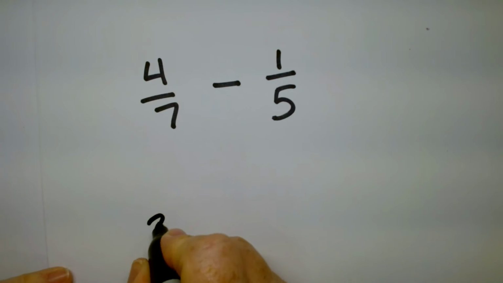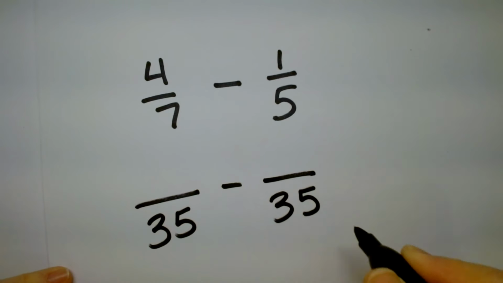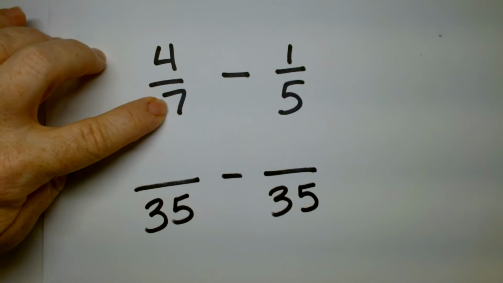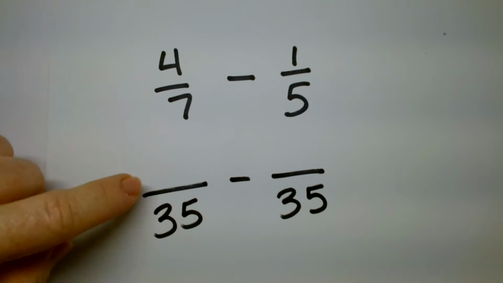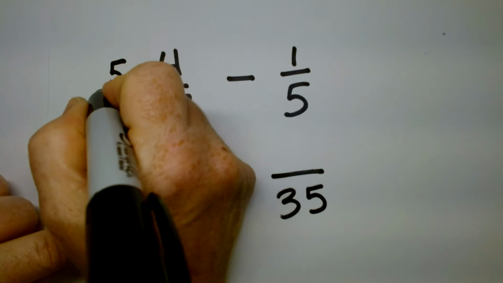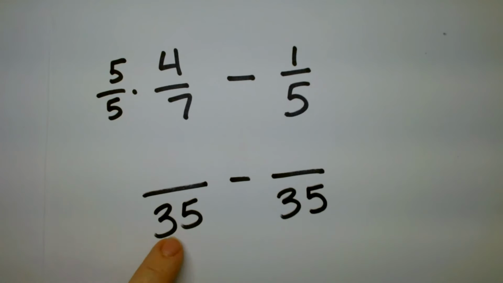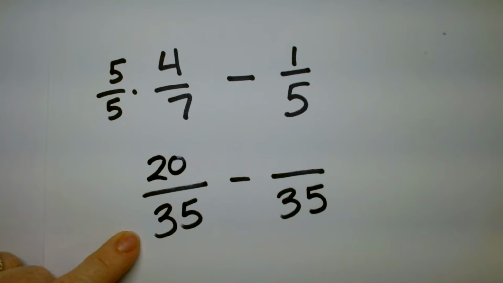So what do I have to multiply the bottom by? Okay, so let's work on this one first, okay? So 7 times something gave me 35. Do you remember what it was? 7 times 5. So I'm going to multiply this one by 5 over 5. 5 times 7 is 35. 5 times 4 is what goes on top, the 20.